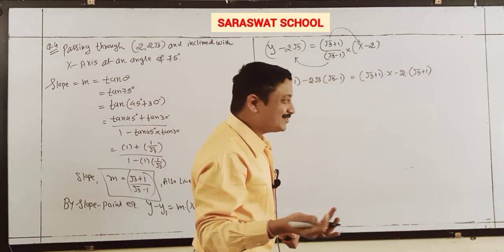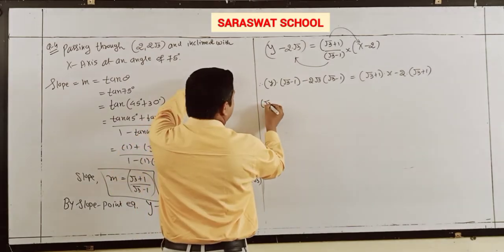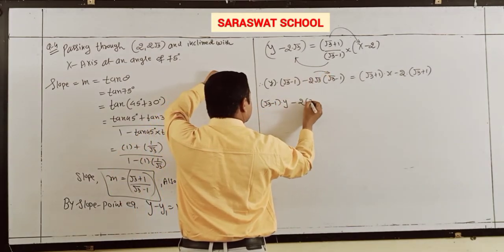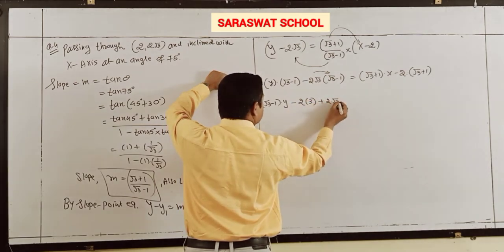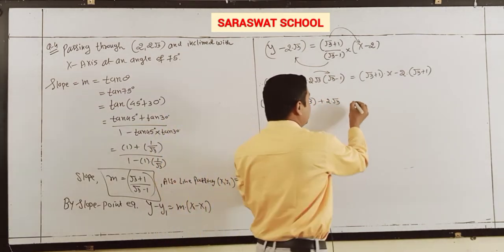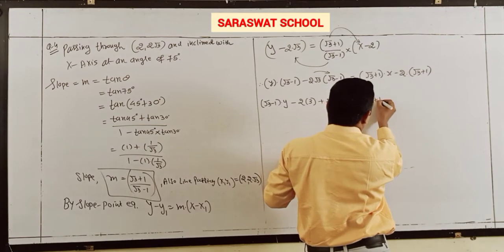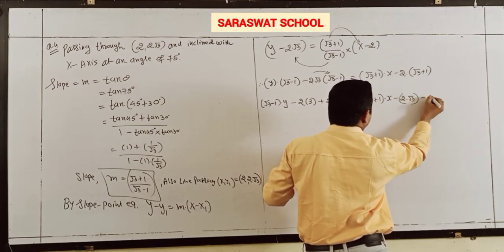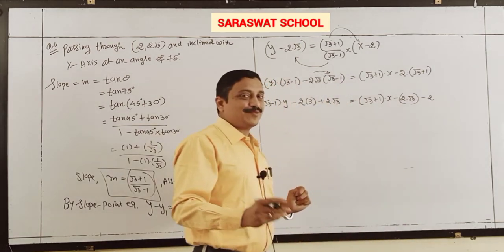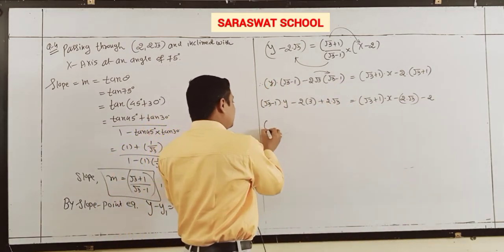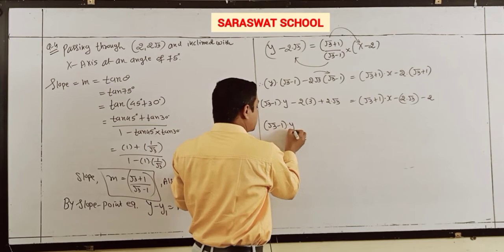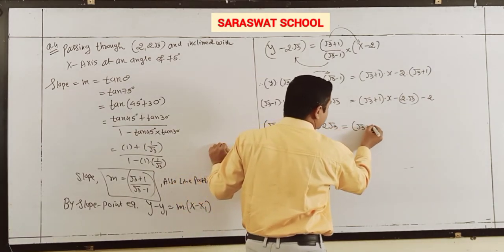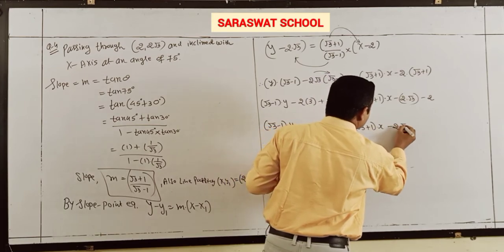Now the extra multiplication. So (√3 minus 1)y stays the same. That multiplies: 2 into 3 plus 2√3. And on this side (√3 plus 1)x minus 2√3 and minus 2. Now it is time for arrangement. (√3 minus 1)y, 6 minus 2√3. Here the same, (√3 plus 1)x minus 2√3 minus 2.